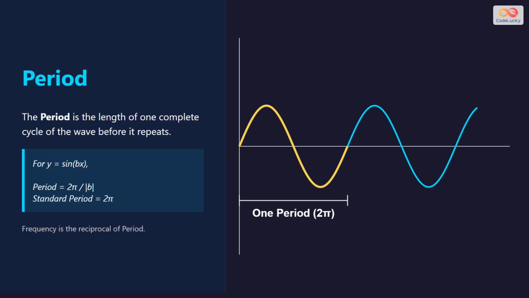The period is the horizontal length required for the wave to complete one full cycle before it repeats itself. For the standard sine function, the period is 2 pi radians, which is equivalent to 360 degrees. This means every 2 pi units along the x-axis, the graph looks exactly the same.